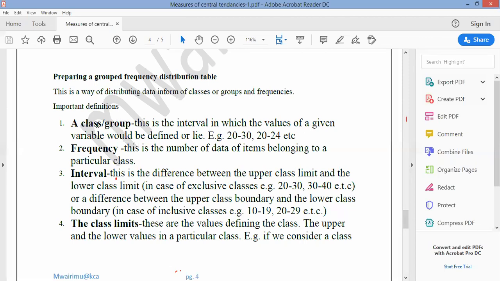One is what we call a class, and a class is also called a group. Like what I was saying, I can put the values of 54 all the way to 57 in one category. That is what we call a class. An example, I may have some data which I want to give in terms of classes. So I may say a class of 20 to 30, maybe 30 to 40, 40 to something else.